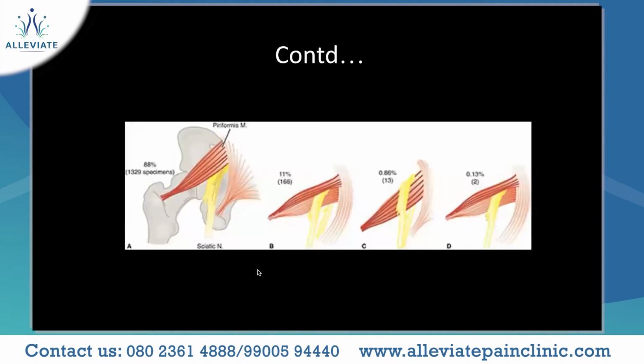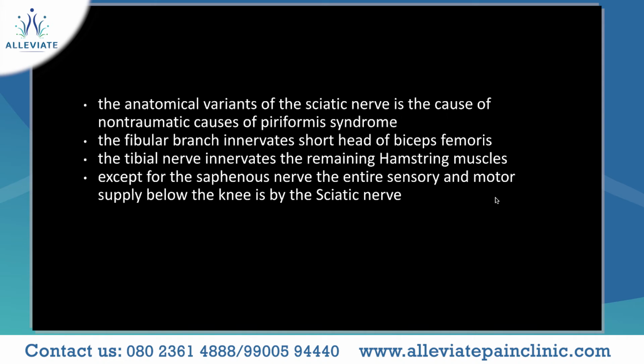So here you can understand better. You can see the piriformis. The piriformis starts from the sacrum and attaches to the greater trochanter. This is a posterior view. The nerve is passing below it, which is in 88%. In 11% here you can see the piriformis is actually split up. Here you can see that the nerve is either above or below. And in this, the piriformis is undivided, in 0.13% of the time. The anatomical variation of the sciatic nerve is the commonest non-traumatic cause of piriformis syndrome.